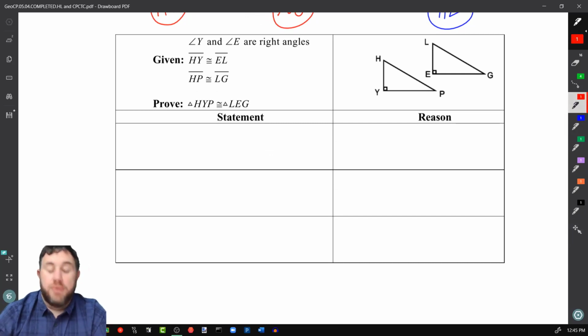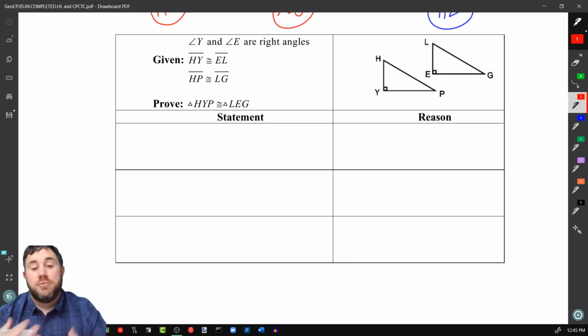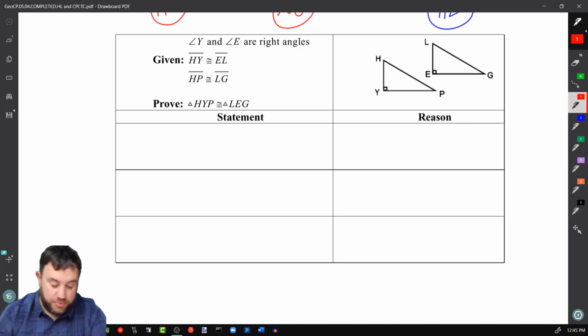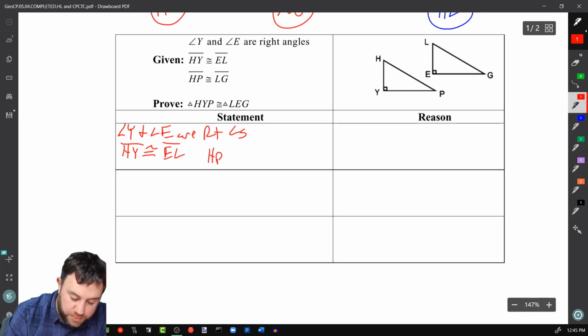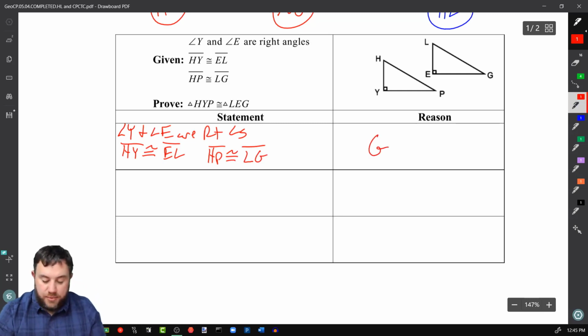All right, let's do our proof of how we could show this in a proof. We know angle Y and angle E are right angles. We know that HY is congruent to EL, and we know that HP is congruent to LG, and our reason is given.